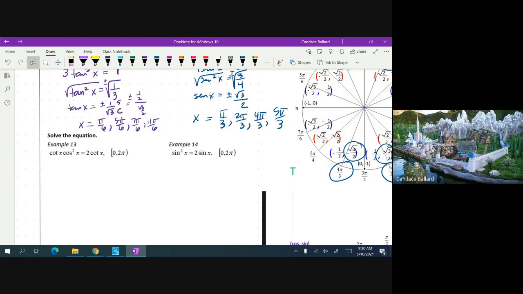The first thing I'm going to do is try to get all of my trig to the left, just like we would do if we were trying to solve a quadratic or a polynomial equation. We get it equal to 0. So let's take this guy and move him to the left by subtracting. So cotangent of x cosine squared x minus 2 cotangent of x equals 0.